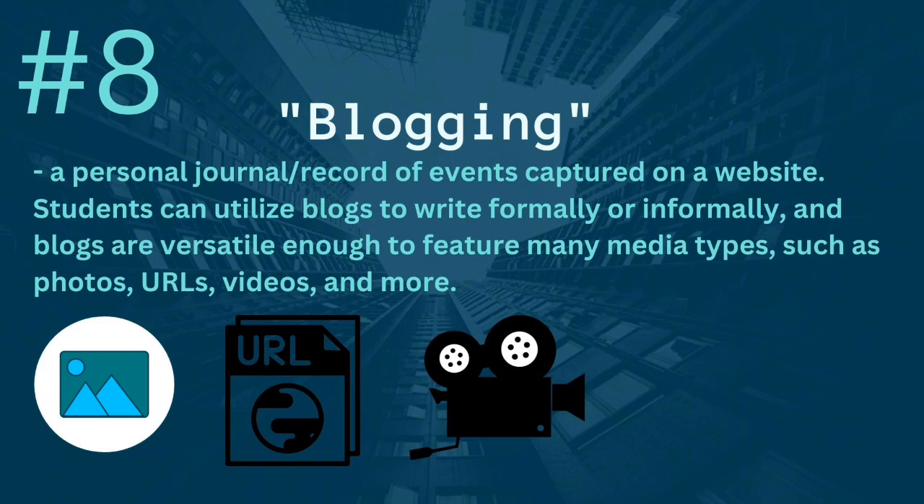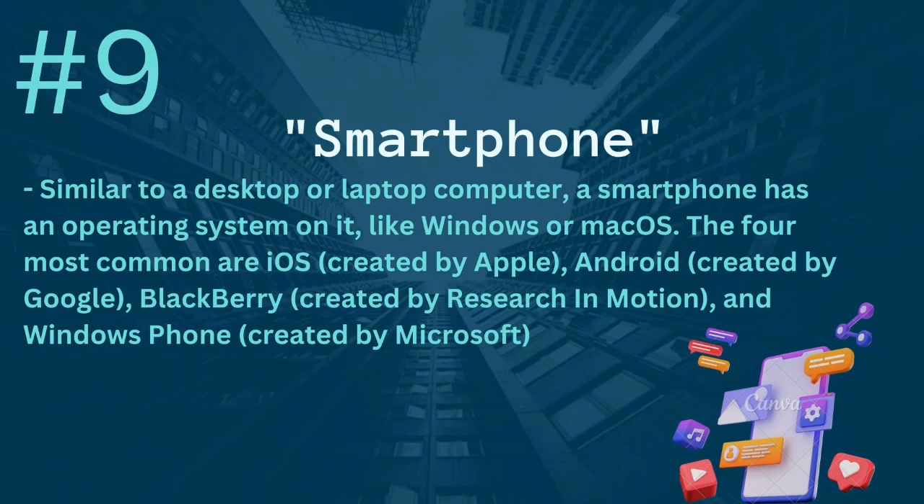Number 9 is smartphones. Similar to a desktop or laptop computer, a smartphone has an operating system on it, like Windows or Mac OS. The 4 most common are iOS, created by Apple; Android, created by Google; BlackBerry, created by Research in Motion; and Windows Phone, created by Microsoft. This smartphone is like an Android, and it is a touchscreen feature phone.